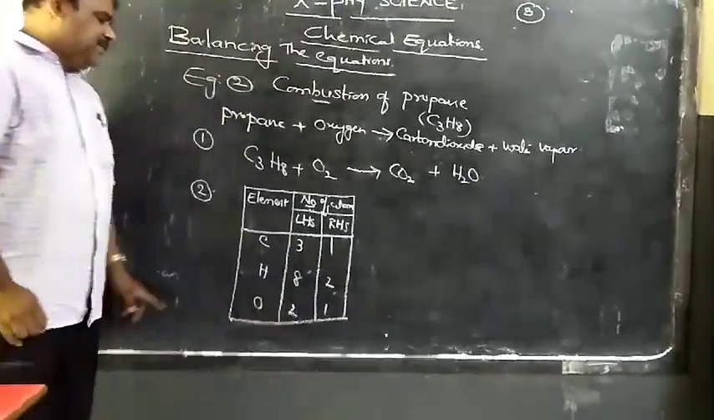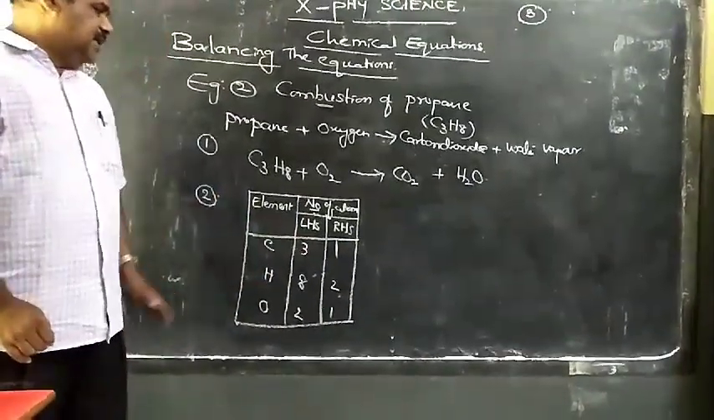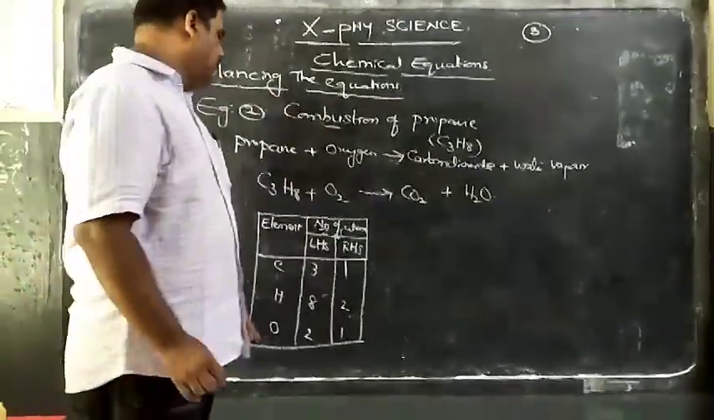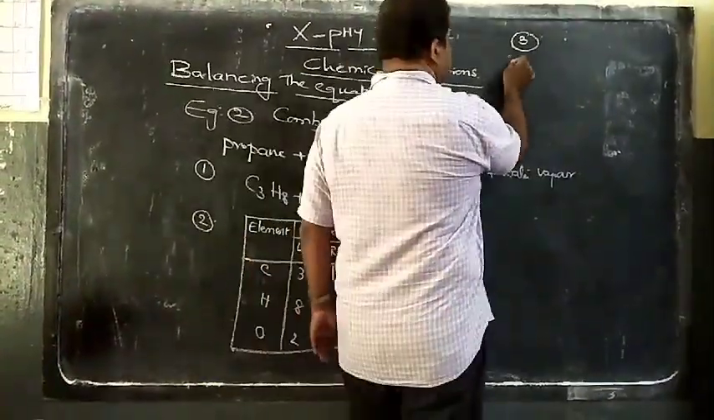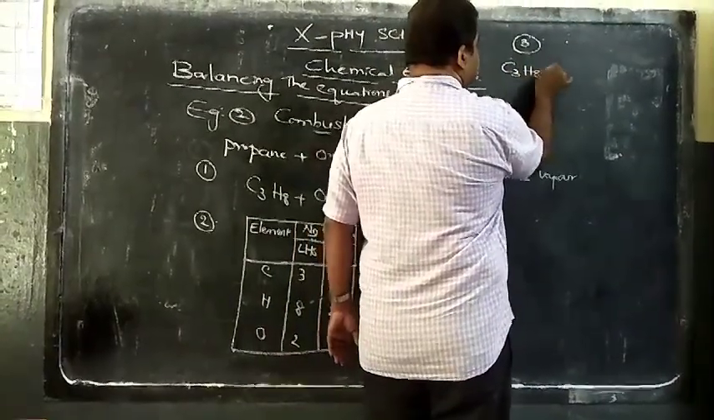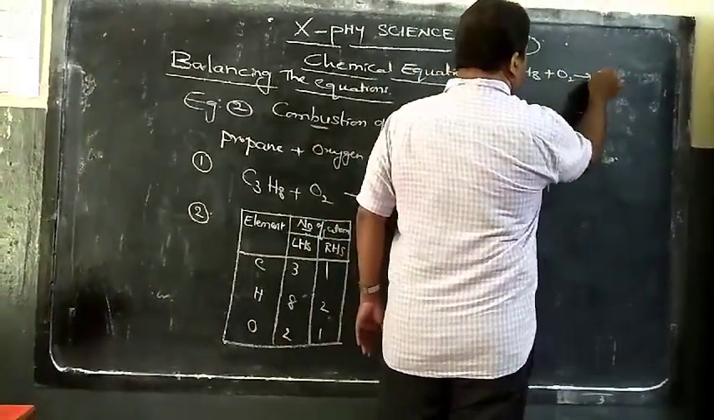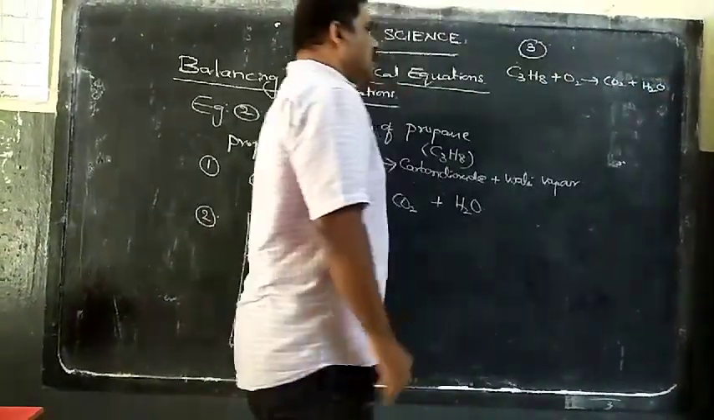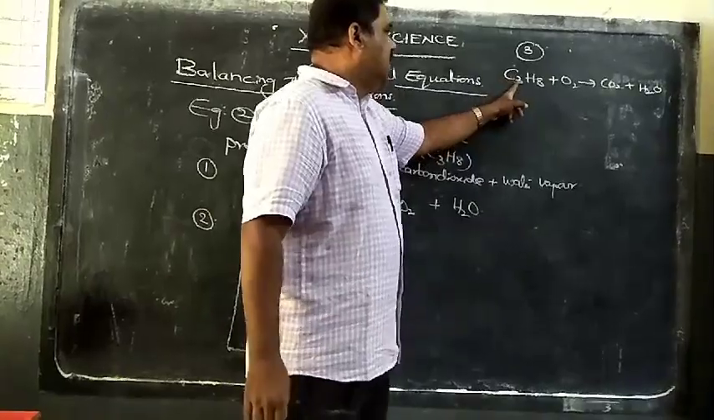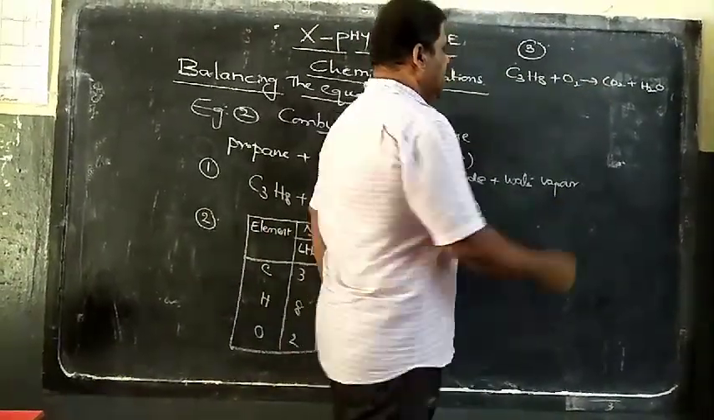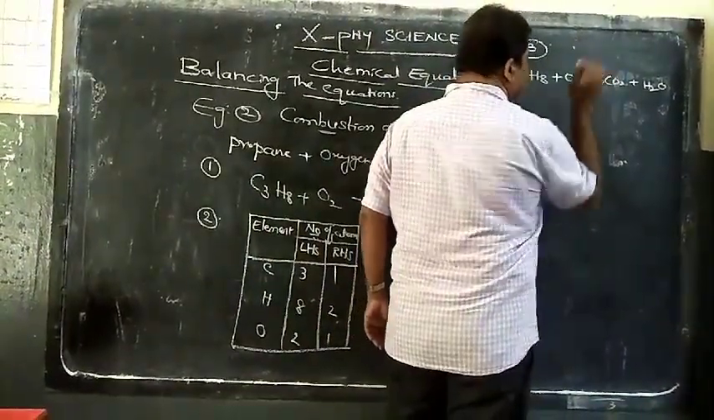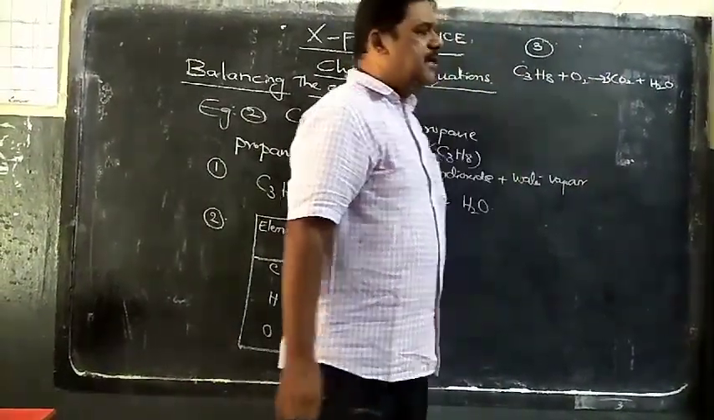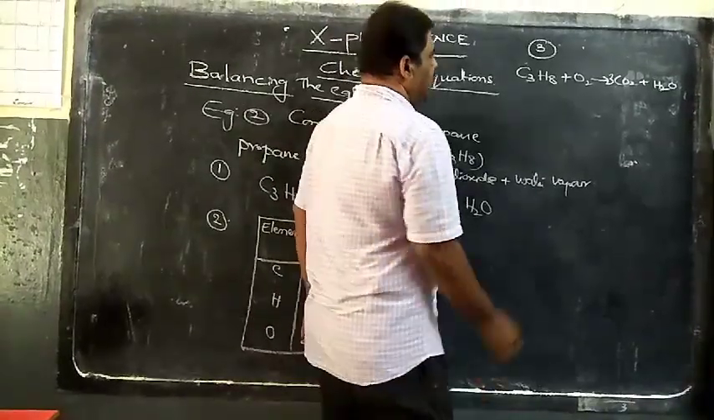Now in third step we should balance the equation, that is number of atoms of an element on left side should be equal to number of atoms of the same element on right side. Let us write the equation C3H8 plus O2 gives CO2 plus H2O. Here you see there are 3 carbon atoms but here only 1 carbon atom is there. Let us multiply this by 3. So carbon is balanced, 3CO2.